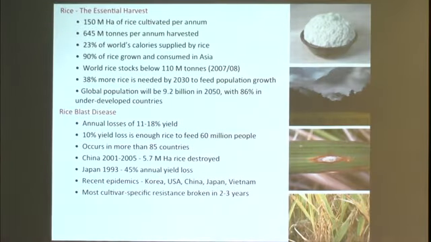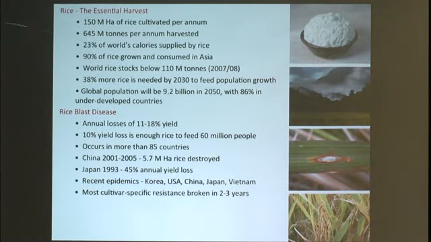Rice, as you all know, if you go to Asia, a Portuguese writer said, is equal to life. I mean, rice is equal to life for many Asian people. About 150 million hectares of rice is grown every year. It provides 23% of the world's calories, just next to wheat, which is 24 or 25%. So these two staple crops provide half of the calories that we get.